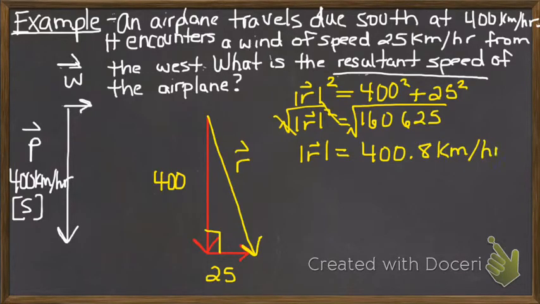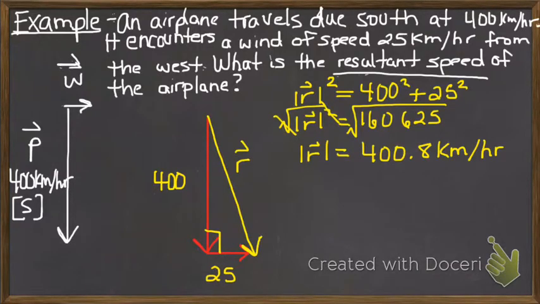kilometers per hour. Now ask yourself, does that make sense? Sure it does. If the speed of the plane is 400 kilometers an hour and it encounters a little bit of wind, it's going to push it slightly faster, right? Not by much, but there is a bit of an increase. So the magnitude of the vector represents the speed of the airplane once it encounters that wind.